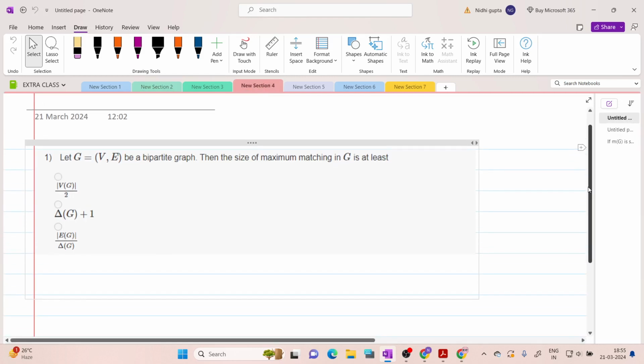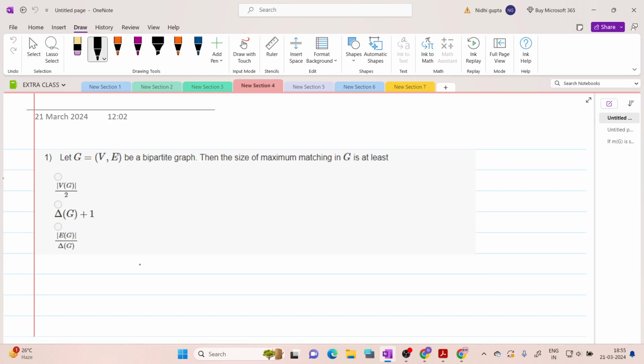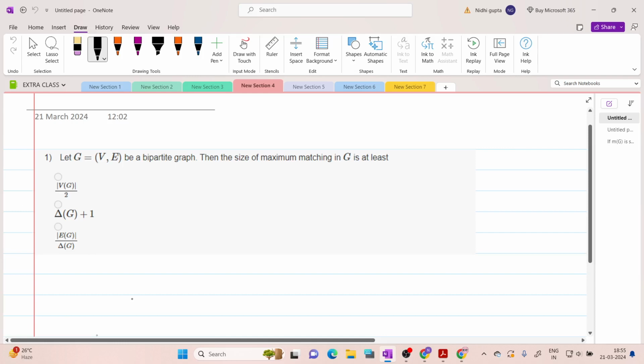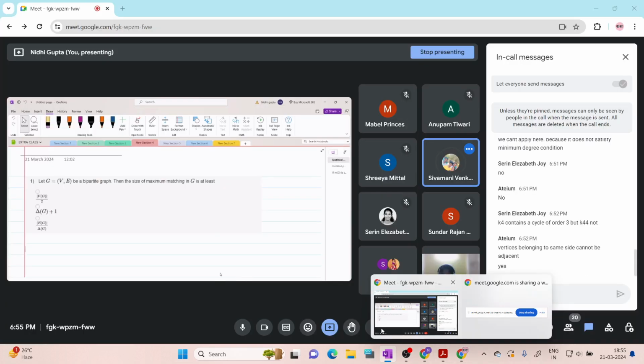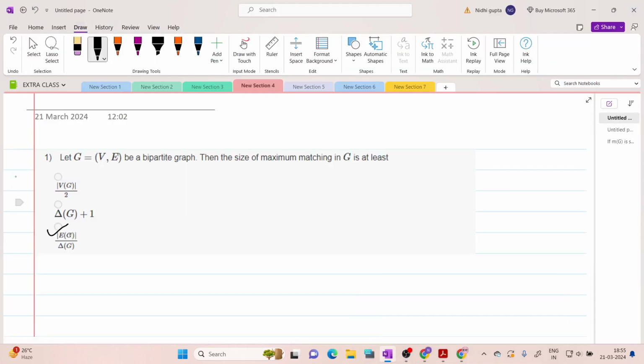Okay, now the next question: G is a bipartite graph, then the size of maximum matching in G is at least... The third one, ma'am. That means |E(G)| divided by delta of G. Okay, good. That is the right answer.